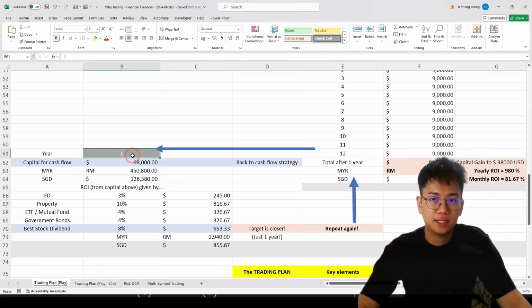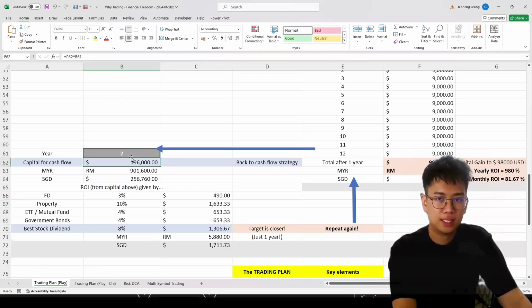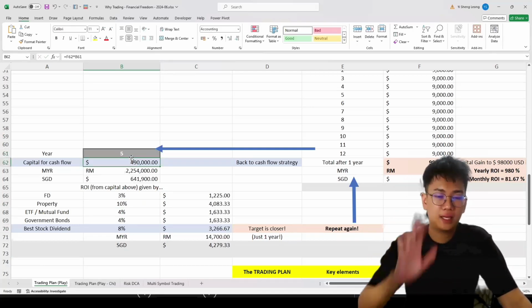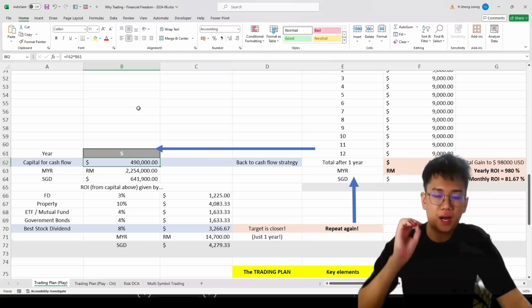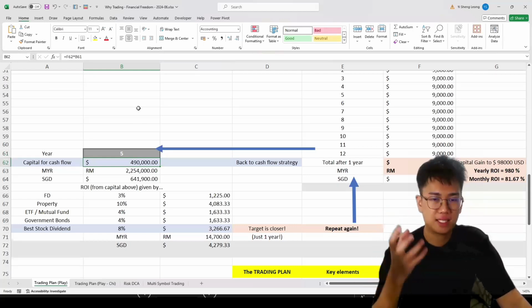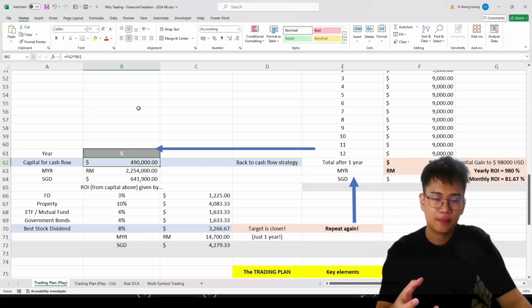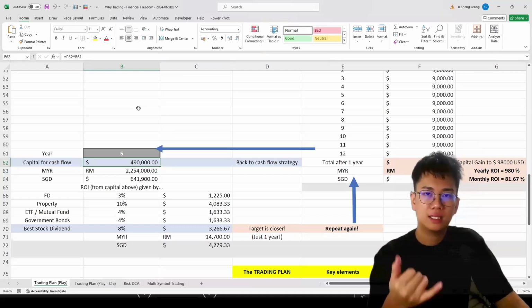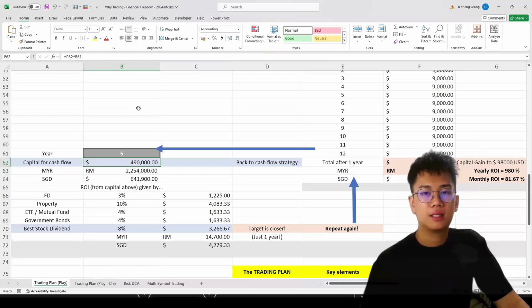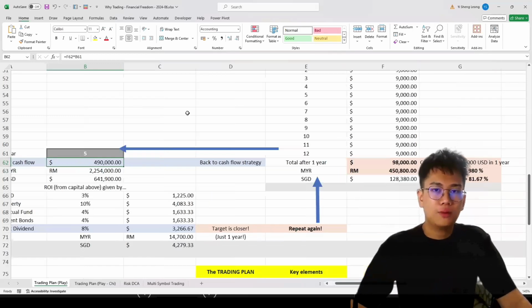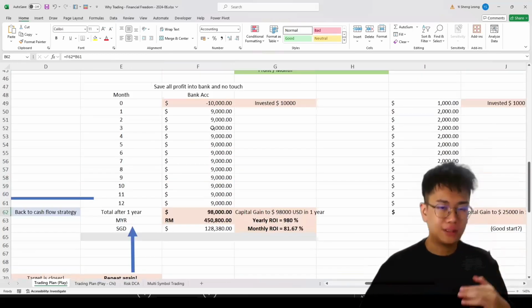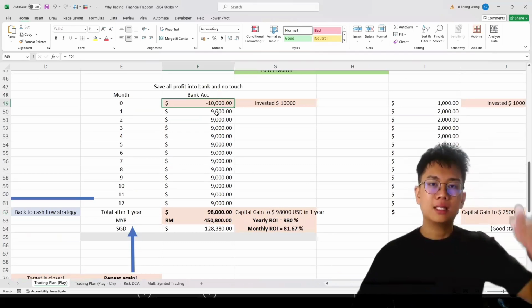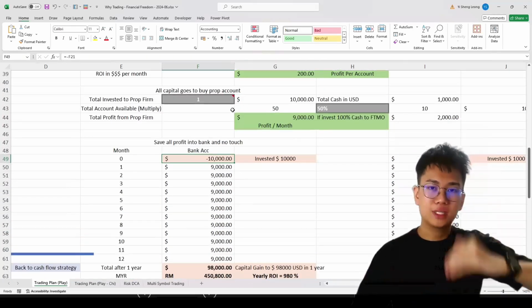But that's just the first year. What if you do it for the second year, the third year, the fourth year, the fifth year? Five years later, you have around 500,000 US dollars cash in your bank account, or 2.2 million ringgit, 600,000 Singapore dollars. So what is happening here is that at first, you just invest $10,000, and then all the profit is just 2%, 2%, 2%.